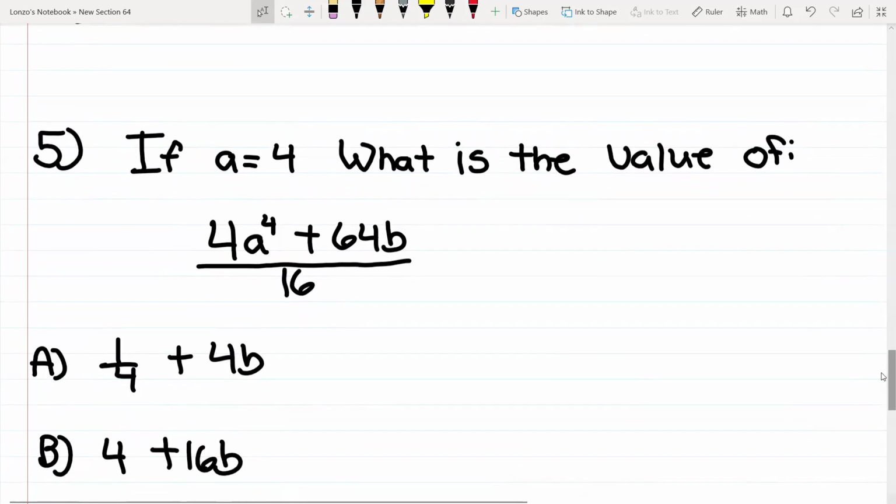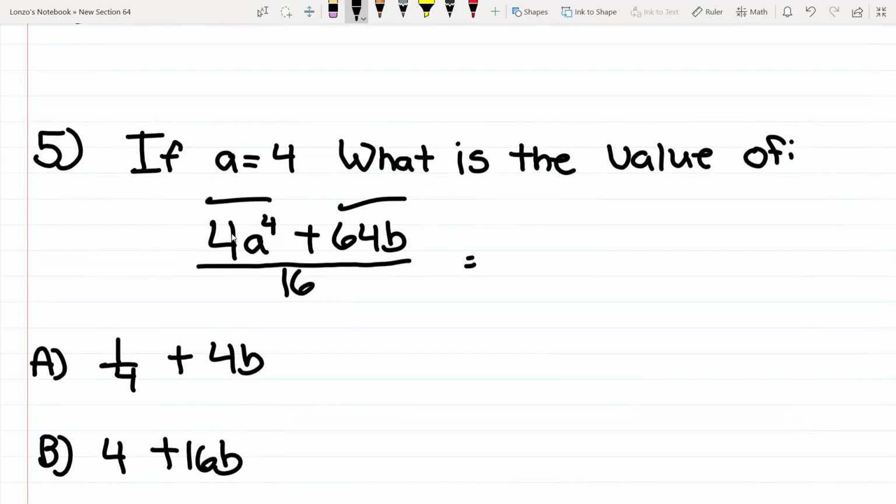Okay, let's move on to question 5. If A equals 4, what is the value of 4A to the fourth plus 64B, over 16? So it looks like you're going to have to factor out a 4. So yeah, it's just like the other one. We have to factor out a GCF. So let's do the numerator. We have 4A to the fourth, this is one term, and then this is another.